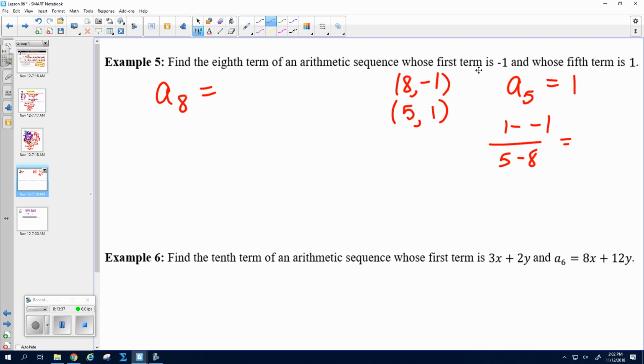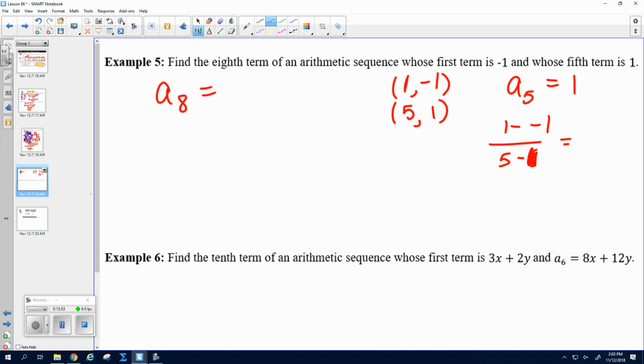The 8th term is negative 1, and the 5th term, oh, thanks guys. The struggle is real today. All right, find the 8th term of an arithmetic sequence whose first term, there we go, yay.